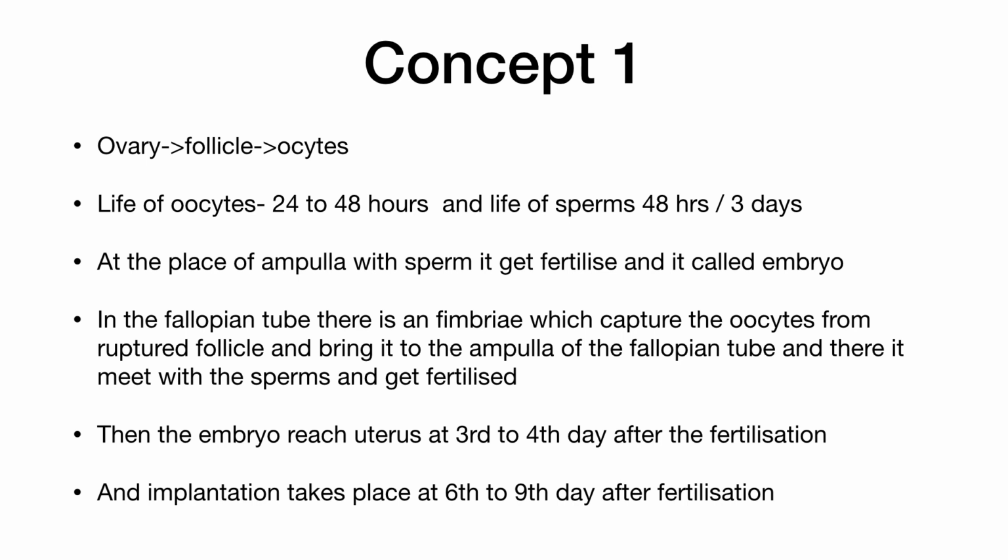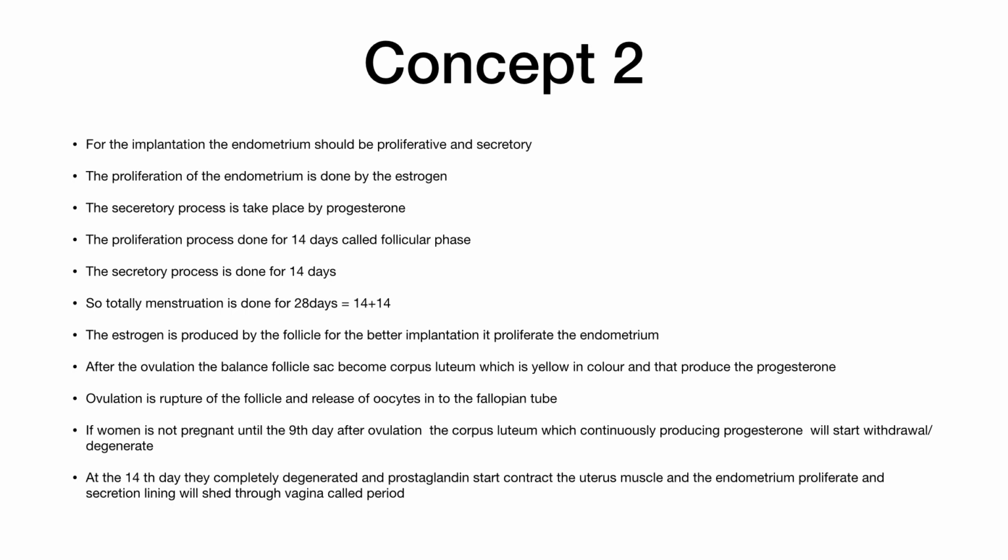Concept 2. For implantation, the endometrium should be proliferative and secretory. The proliferation of the endometrium is done by estrogen. The secretory process takes place by progesterone. The proliferation process lasts 14 days and is called the follicular phase. The secretory process lasts 14 days, so the total menstrual cycle is 28 days, equal to 14 plus 14.